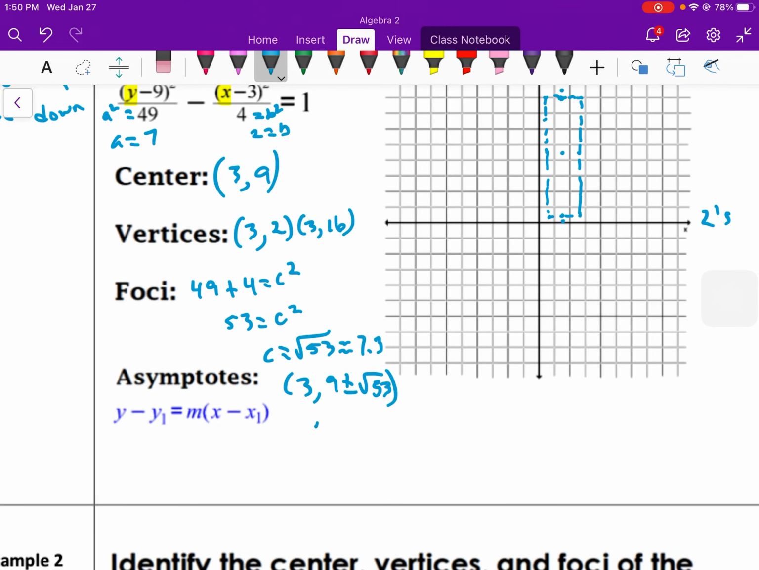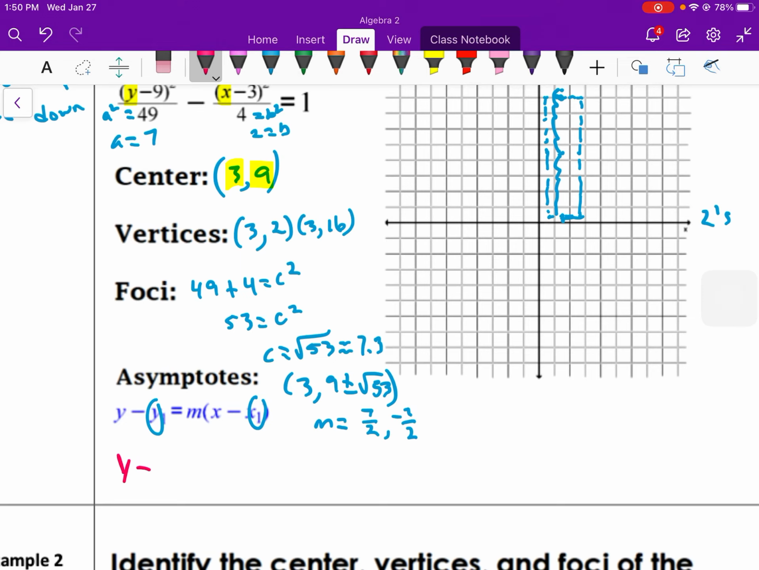To find our slope, again, rise over run. So from the center to this point is 7 units, and then over 2. So 7, 2, and then down is going to be 7 units, and then over 2. Oh, and this should be right here, not the focal point up there. So negative 7, 2. Now, we do have values for y1, x1. That's from our center values here.